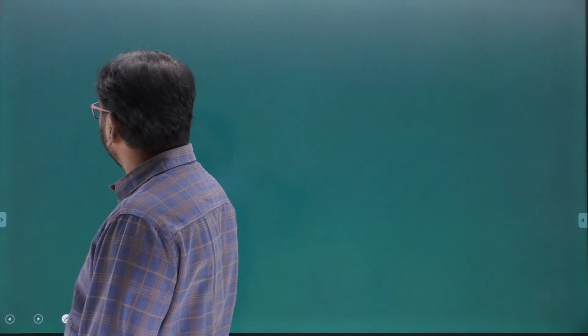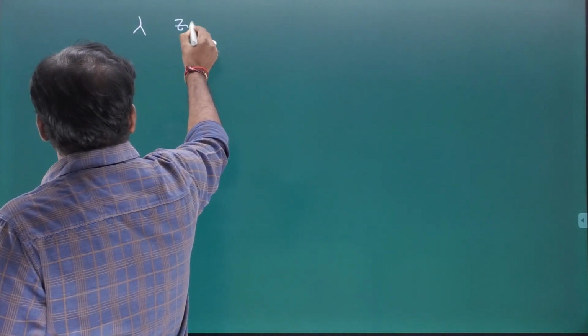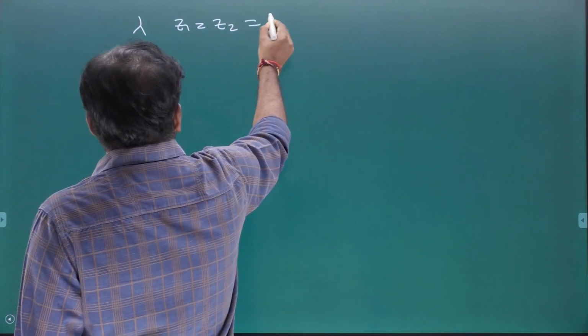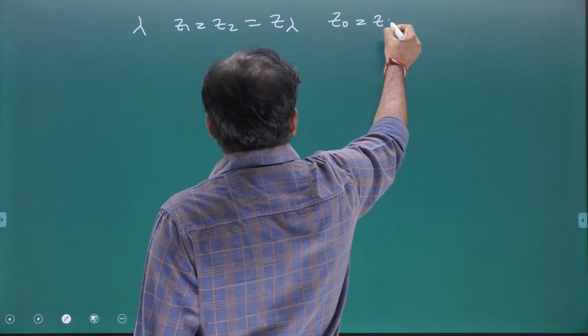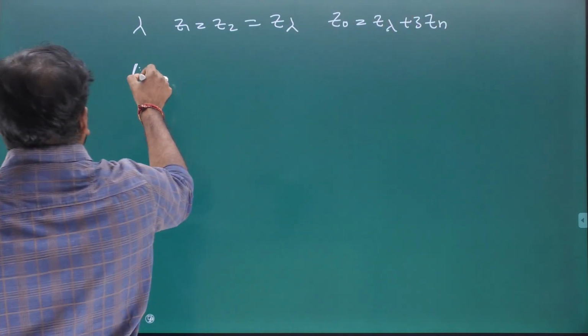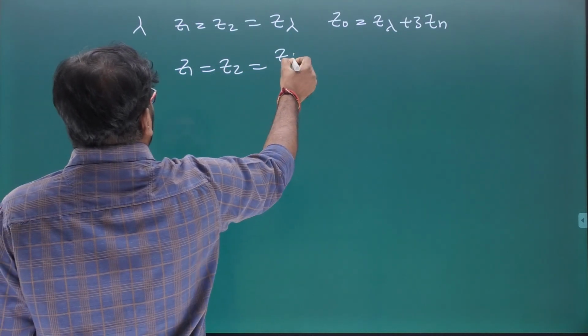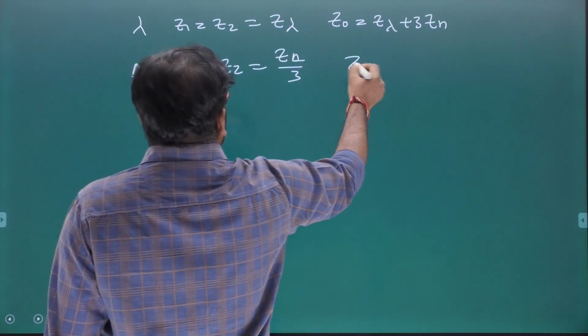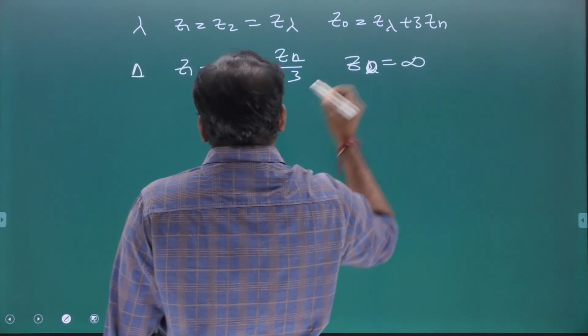Okay, star connected load, delta connected load we have seen, generator we have seen, transformers we have seen. So for star connected load, what is Z1, Z2, Z star, and Z0 is what? Z star plus 3 Zn. For delta connected load, Z1 equal to Z2 equal to Z delta by 3, but Z0 equal to infinity.